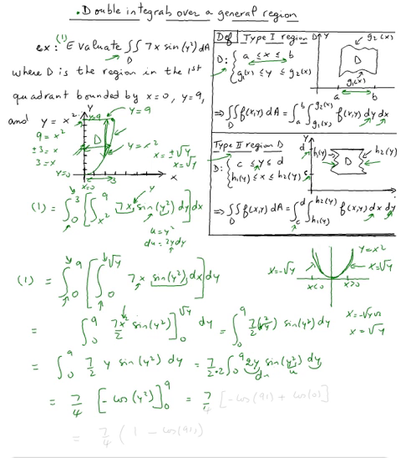So this is going to be equal to 7 over 4 times minus cosine of 81. Minus minus will be plus cosine of 0, which is equal to 7 over 4 times, cosine of 0 is 1, minus cosine of 81. And that's it for this problem.